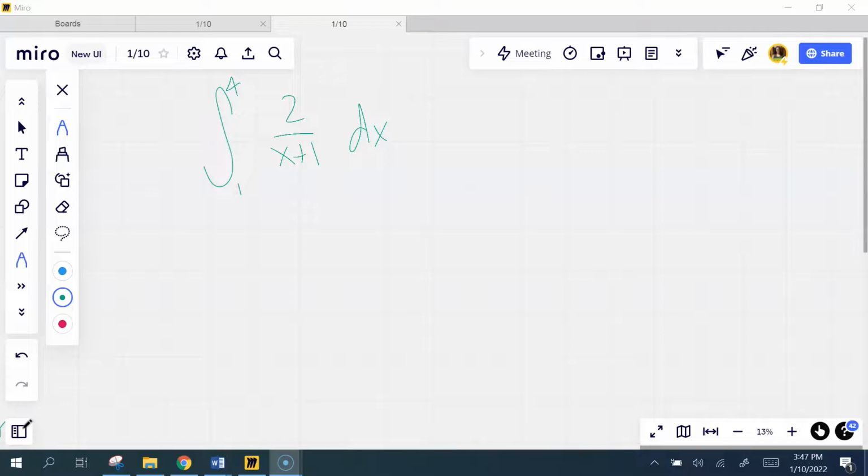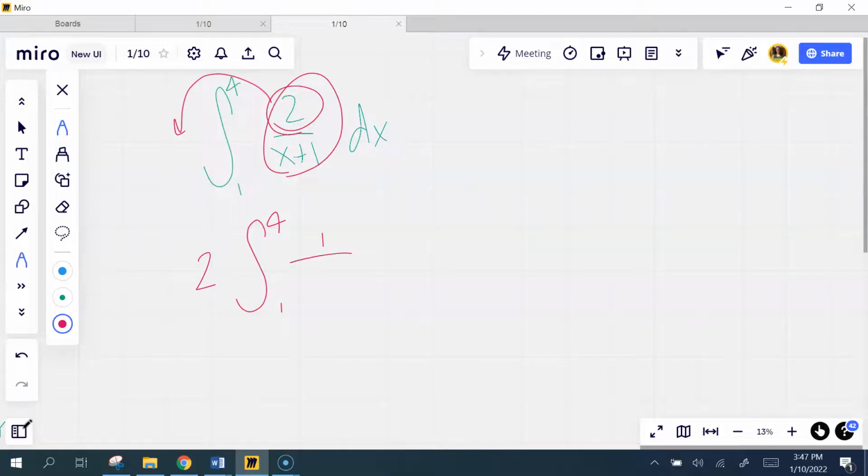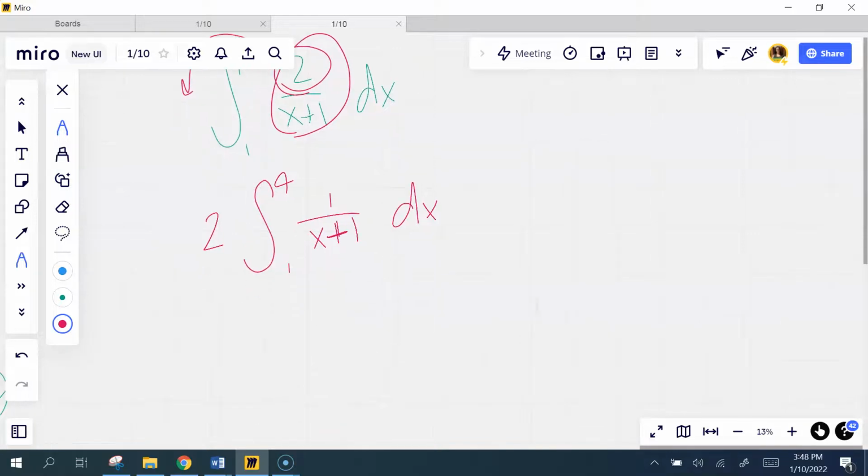But anyway, as we look at those properties, one thing you always want to remember is when you see constants, pull those out if you can. That's going to be an important property for you, and it's going to help you as you do your evaluating. Because as I look at this, I don't know the antiderivative of 2 over x plus 1. But now that I have 1 over x plus 1, I'm thinking, because this x is in the bottom, I can't really split this fraction up. This is looking like a log situation.